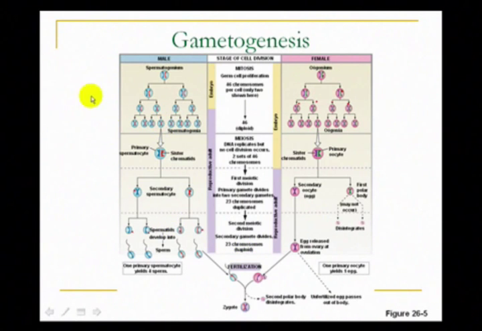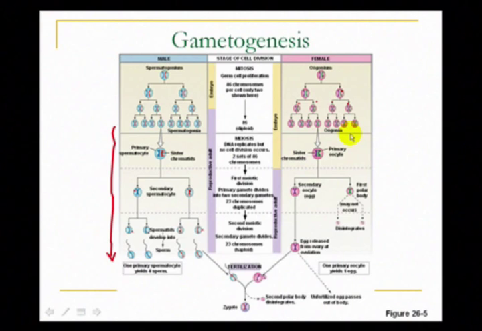Now in males, this process is continuous. When a spermatogonia decides to undergo meiosis, it happens continuously. And in males, they're producing a large amount of sperm per minute. Now females is a little more complicated, and it's kind of interesting.